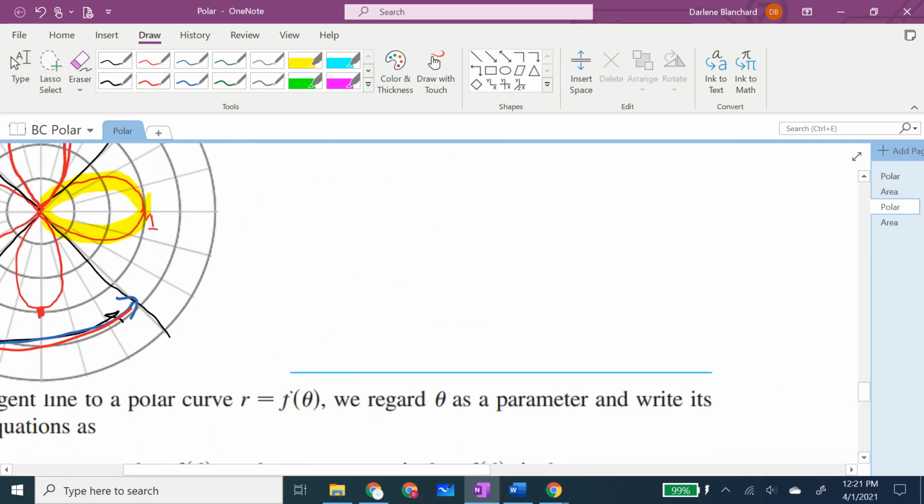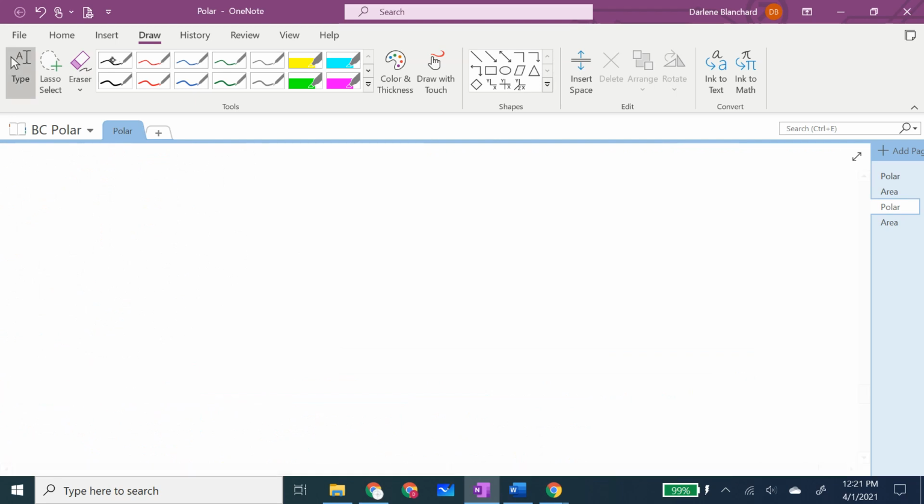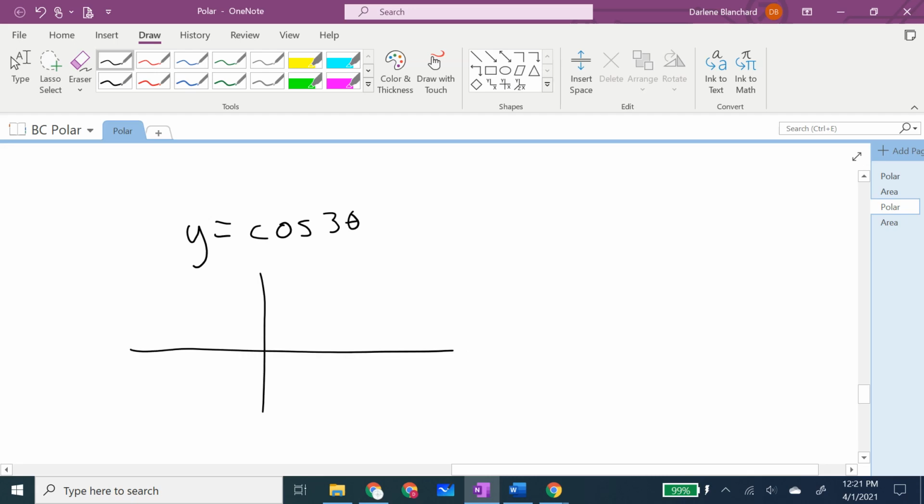Now I want to bring up another graph. This time I'm going to do cosine 3 theta. I'm going to do a quick draw. Over here we have 2 pi divided by 3. Cut it in half. Cut it in fourth. And then what is pi over 6 times 3? And then this gets us going.